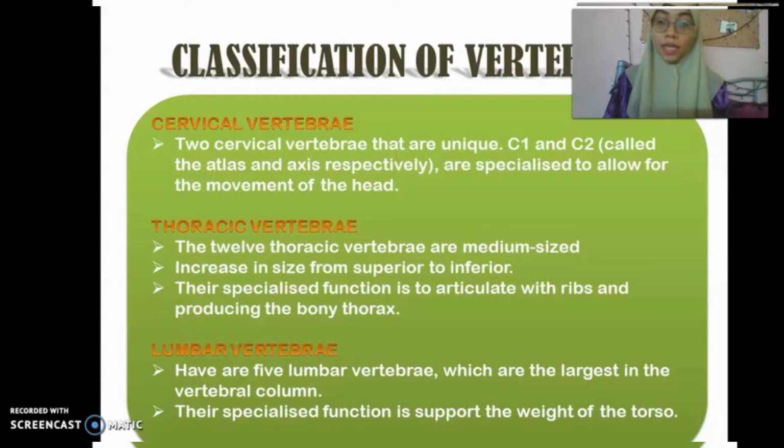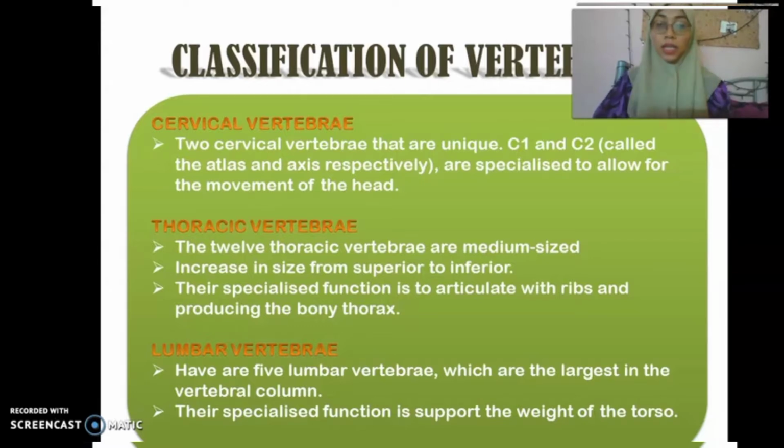Next is the thoracic vertebra. The thoracic vertebra has 12 spinal columns, T1 until T12. The thoracic vertebra is medium sized, and the size increases from the superior to the inferior. Their specialized function is to articulate with the ribs and produce the bony thorax.